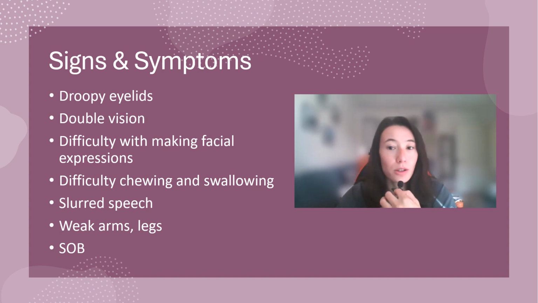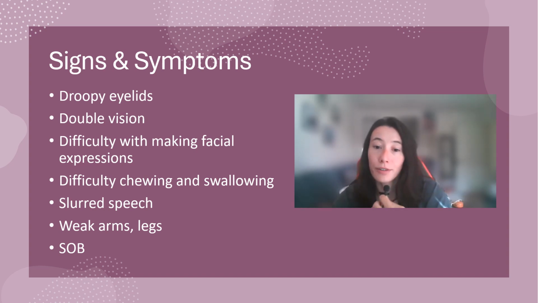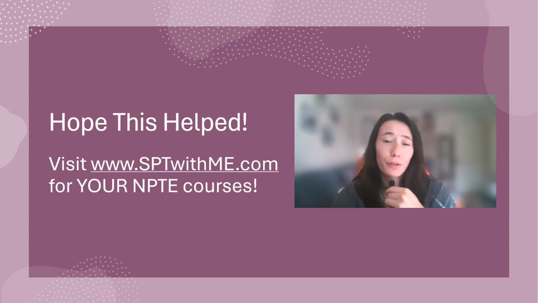Same thing with chewing and swallowing. We have muscles in our throat. We have muscles that help us chew. We have mastication. Slurred speech when we speak. We have muscles that help us do that, to help us speak. If our muscles aren't working as well, it's going to result in things like slurring. Now, of course, just in general, weak arms, weak legs, you think your diaphragm, shortness of breath, difficulty breathing. The diaphragm is a muscle.